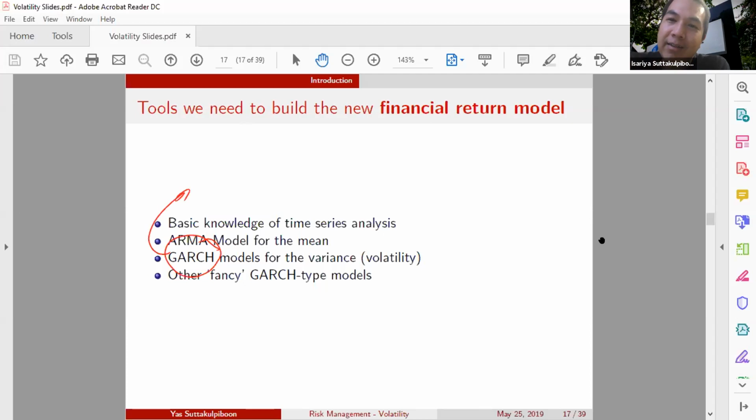It's called the generalized auto-regressive conditional heteroscedasticity model. Google that, it's so long. Anyways, is there any fancier GARCH type model? If we have time, we can probably talk about this, but right now we don't have to talk about this at the moment.